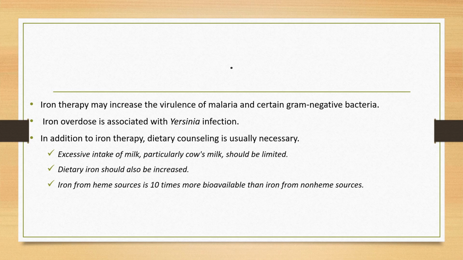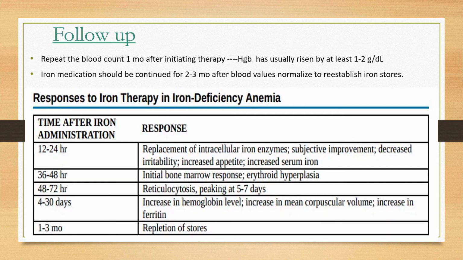Iron from heme source is 10 times more bioavailable than from non-heme source. That means iron which we get from meats and animal products is heme iron, and that is 10 times more bioavailable and more absorbable than non-heme iron, which we get from plants and plant products. For follow-up, if iron deficiency anemia is mild, repeating the blood count 1 month after initiating therapy is enough. At this time, either the anemia is already corrected or hemoglobin has increased by at least 1 to 2 gram per deciliter.